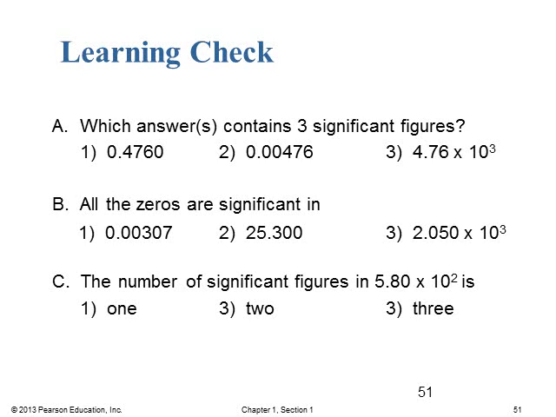In number 2, the 0.00476, those leading zeros before that 4 are not significant, so only the 4, 7, and the 6 are significant. So that is going to be 3 significant figures in choice 2. And then in 3, we have 3 non-zero values in our coefficient, so that's 3 significant figures. So both 2 and 3 contain 3 significant figures.